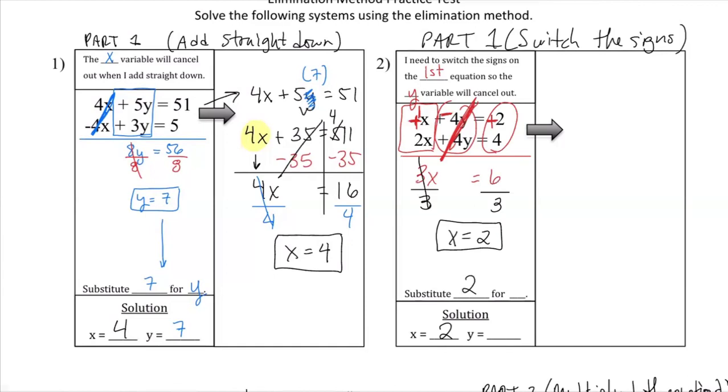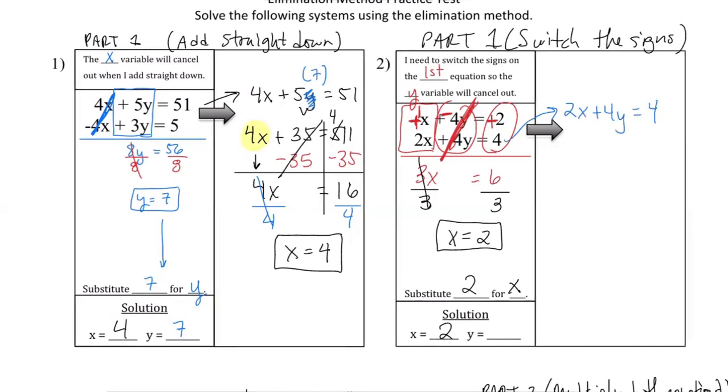So I'm going to pick an equation. And when I do, I'm going to substitute 2 in for x. You could choose which one you want to use. I'm going to use the second equation: 2x plus 4y equals 4.